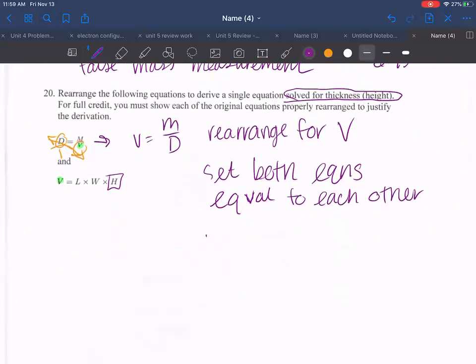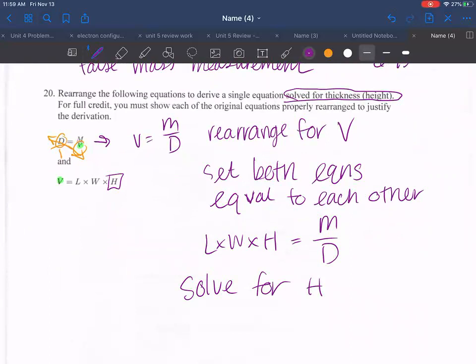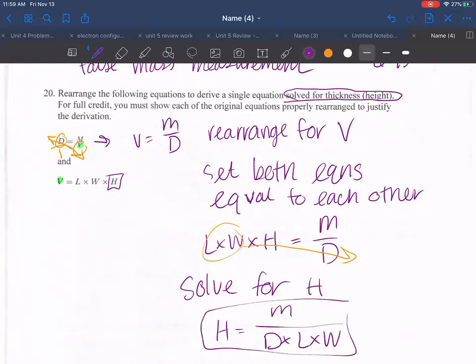So we would have length times width times height is equal to mass over density. Now we're going to solve for h. In our case here, length and width are just going to go over to the denominator, and we have height or thickness is equal to mass over density times length times width. Are there any questions on this problem here? And so notice how I wrote out what I was doing for each step. If I asked you to do that on your test, I expect that. So make sure you are reading questions and your prompts very closely.